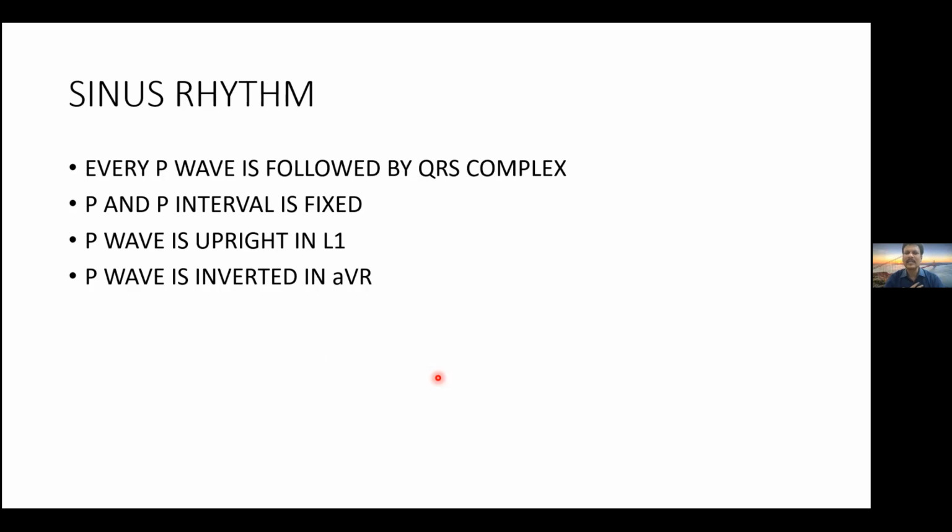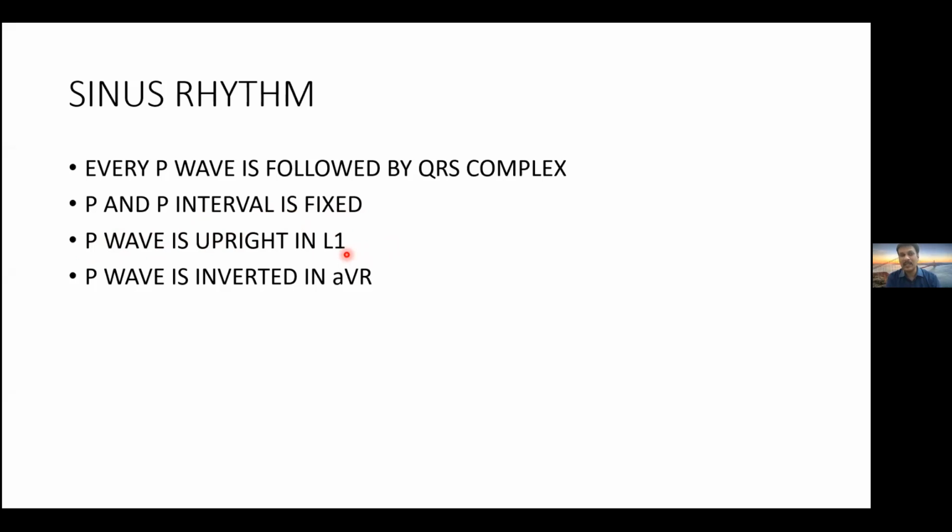When I say sinus, that is the SA node being the prime pacemaker. Every P wave is followed by a QRS complex. Next point is the PP interval is fixed, so the next expected P wave falls on the exact location in the ECG. The P wave is upright in lead 1.